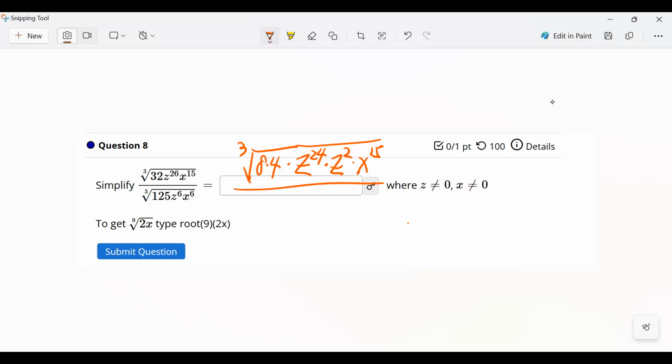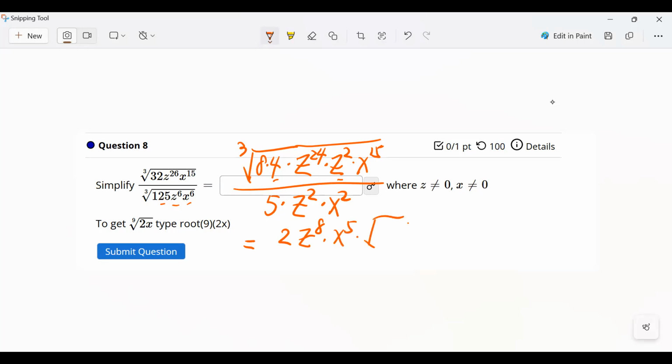On the bottom, cubic root of 125. On the bottom, they are all perfect cubes. So cubic root of 125 would be 5. Cubic root of z to the 6 is z squared. And cubic root of x to the 6 is x. So we simplify the bottom fairly easily. Now cubic root of 8 is 2. And then put this together, right? And then cubic root of z to the 24 is z to the 8. And cubic root of x to the 15 is x to the 5th.